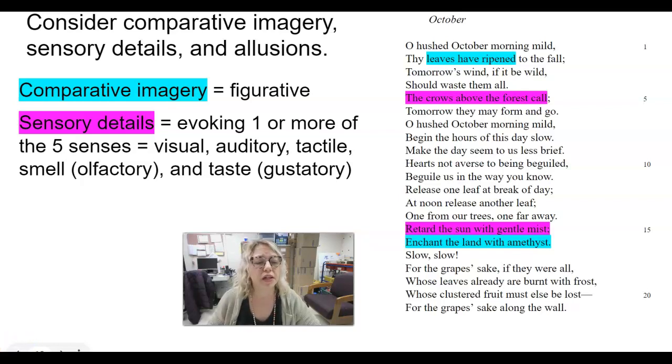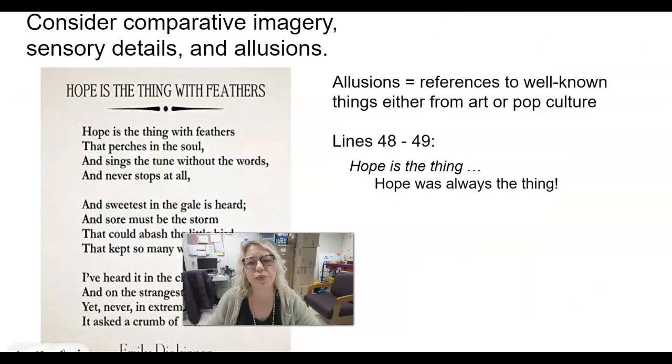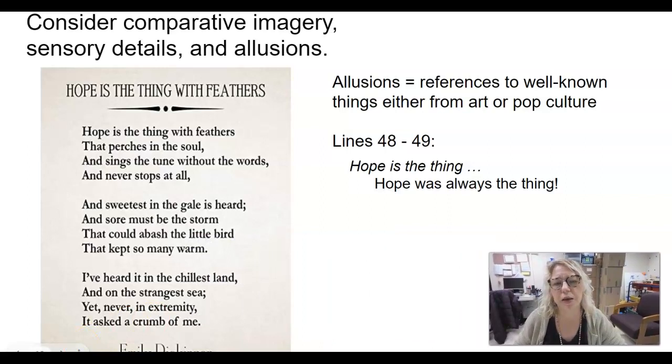All right. So we were talking about comparative imagery versus sensory details. And then the third one under this box is allusions. Allusions are references to well-known things, either from art or pop culture. In the poem that you are going to be analyzing for the summative assessment, there is an allusion to Emily Dickinson's "Hope is the Thing with Feathers." It is in lines 48 through 49. "Hope is the thing." And it's in italics too, as if the author is reminding us that this is from another literary work. "Hope was always the thing" is the next line in line 49.